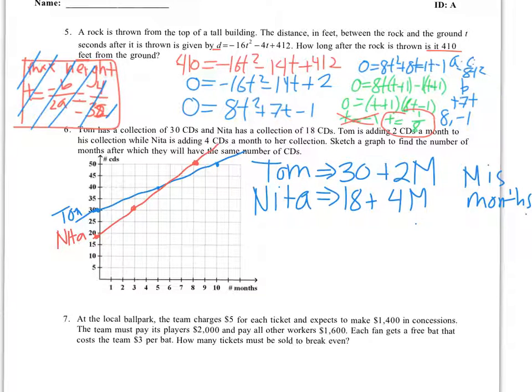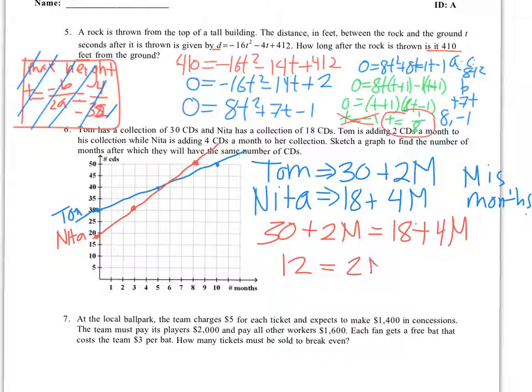What might be better is if you set the two equations equal to each other, because you want to know when Tom equals Nida. And that would be 30 plus 2m is equal to 18 plus 4m. So we get 12 is equal to 2m, and m is equal to 6. But that's pretty close to what we got based on our graph.